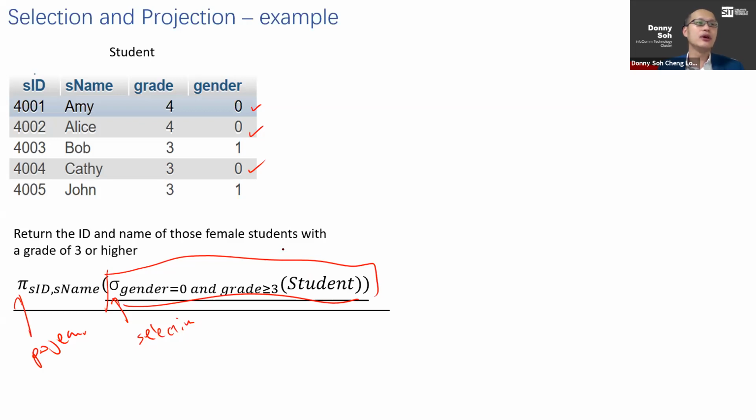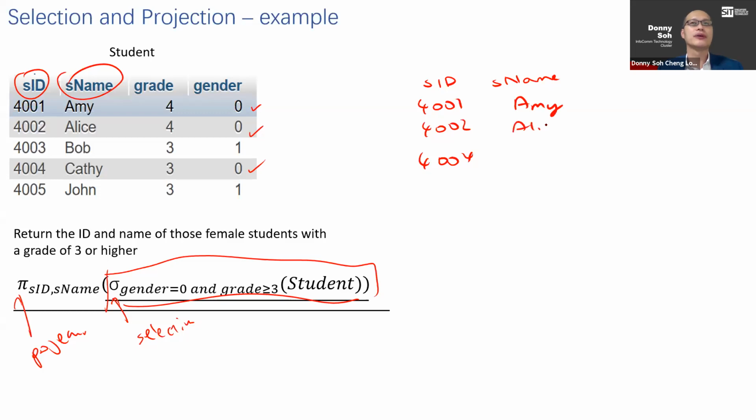And then from then on, we are going to project out SID and SNAME. So only these two columns will be taken out. In the end, we're going to have SID, SNAME, and 4001, 4002, 4004, Amy, Alice, and Kathy. So this will be the result of this query.